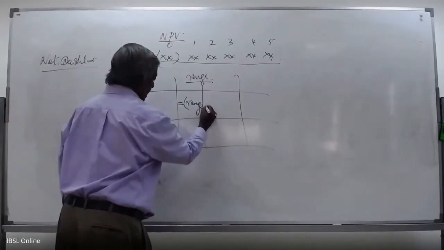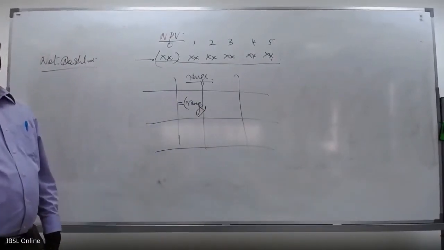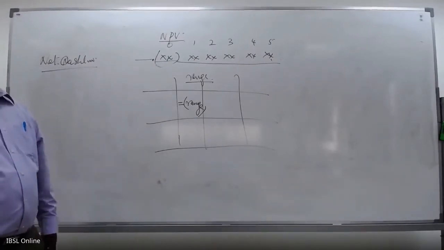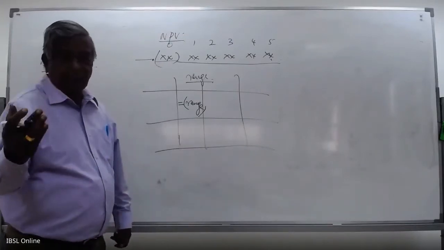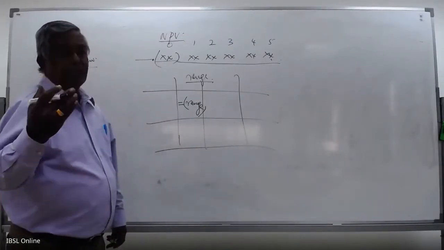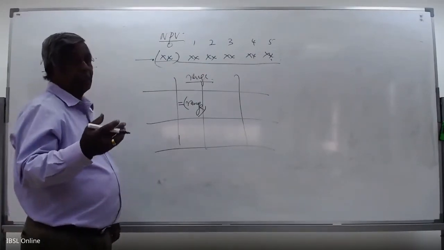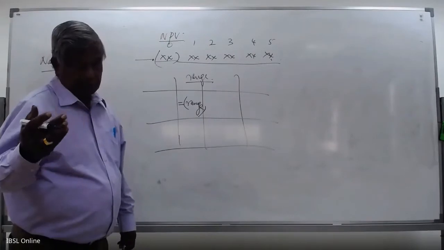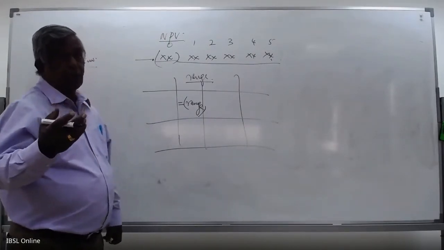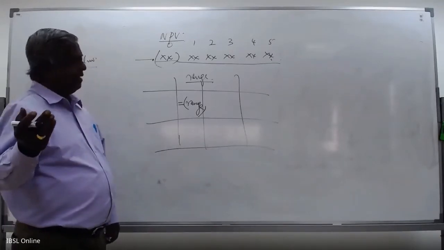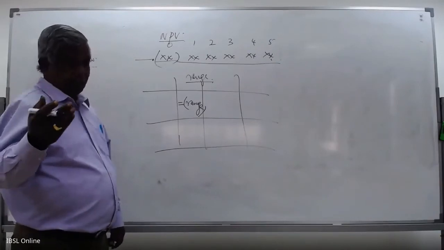Then put a comma. And then the computer asks, what is the discounting rate? At what rate do you want to discount? Mention 0.18 in decimal, 18%. 0.12, 12%. 0.10, 10%. 0.14, 14%. Whatever the rate, whatever the discount rate you are going to use, mention it. So, the discount rate.